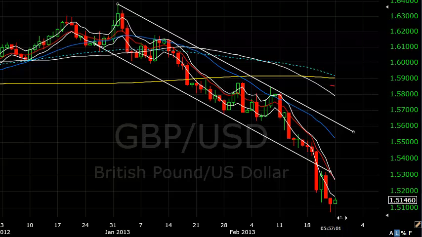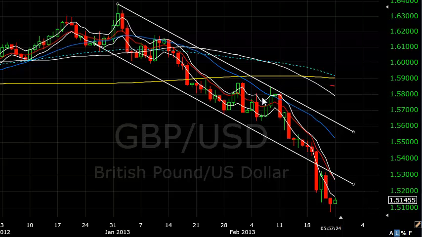Let's have a look at the pound. Now the pound has continued to come on the outside of this trend channel. So again, much like what happened with the euro, at some stage, and we never know when, the pound will want to come back up and test that trend channel and come into that trend channel. So we'll have to keep our eye on that and see what's going to happen.